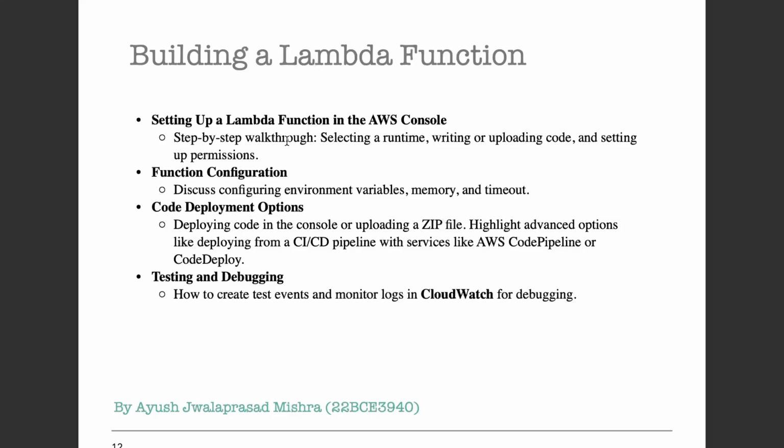Building a Lambda function. How we can build the Lambda function: setting up a Lambda function in the AWS console, function configuration, code deployment options, testing and debugging. Testing and debugging can be done by creating a test event and monitoring the logs with CloudWatch or CloudConfig also.